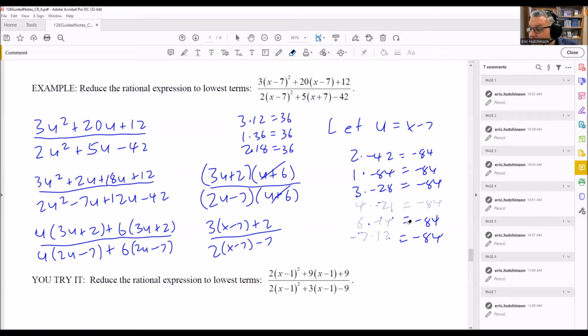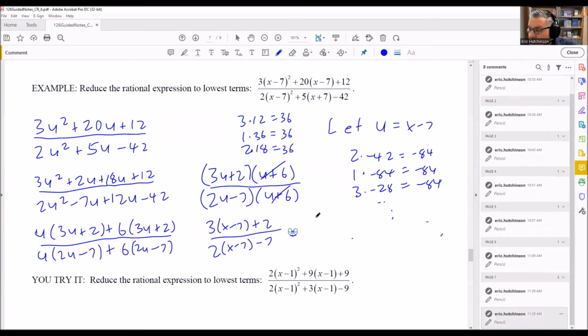Once you have that substitution put in there, the only remaining thing that we're going to do is multiply this out. Okay. And so now the next thing we're going to do is 3x minus 21 plus 2, and 2x minus 14 minus 7. Now we're just going to add the like terms together, and that's going to be our answer.